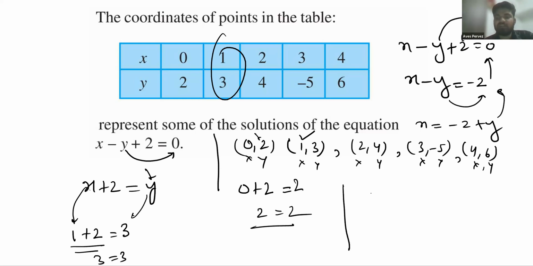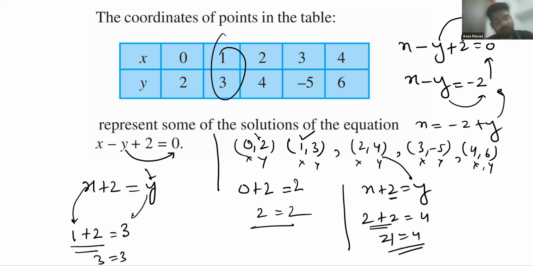Now you'll check here again, x plus 2 equals y. Now put the x and y. Put x as 2: 2 plus 2 equals y. Y is 4, so put 4 here. Check whether 2 plus 2, which is 4, equals 4. Yes, it is satisfying.